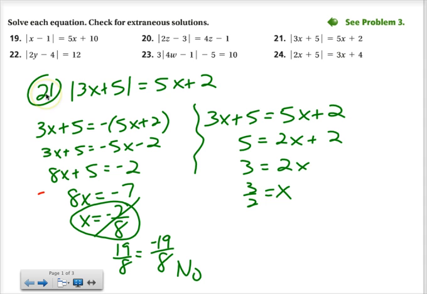Then over here, if we put 3/2 back into the equation, we get 19/2 equals 19/2. That is good. That one checks out. So that is a good solution right there. Always having to check and see whether or not these work with the absolute value pieces. Then number 23. And I think what I'm going to do is give you a second to peek at this. Hit pause if you need to, and then I'm going to go ahead and erase this and start over.